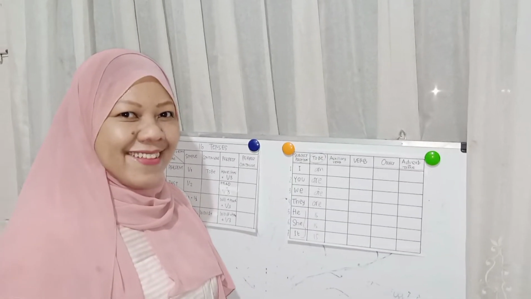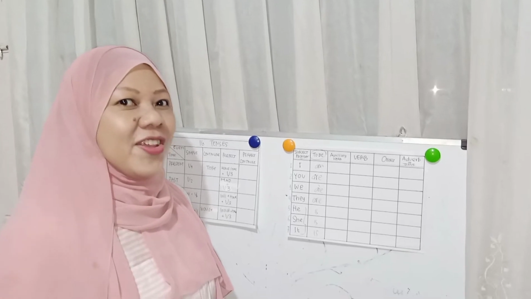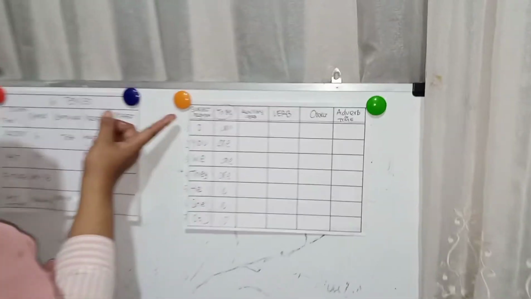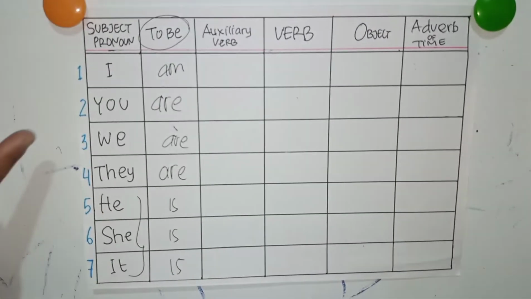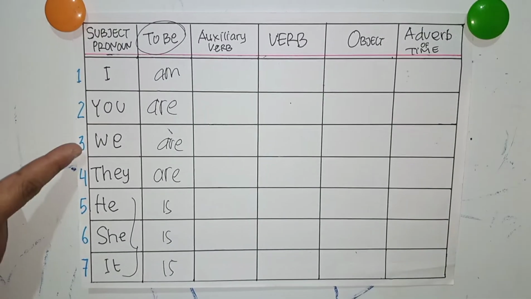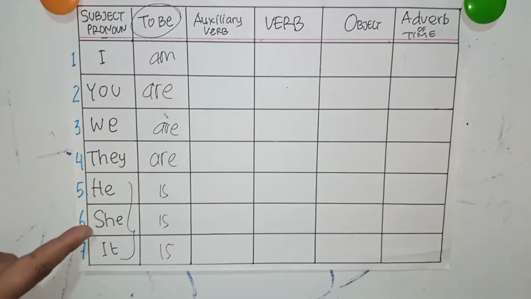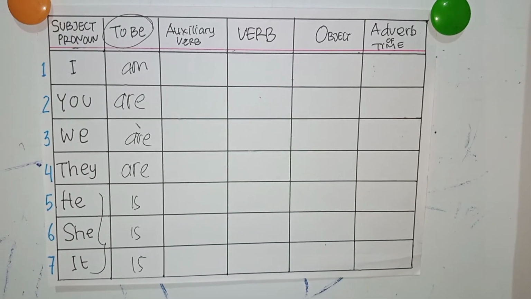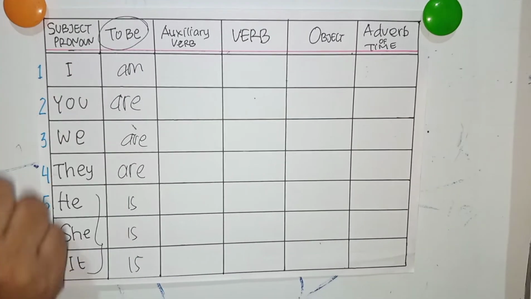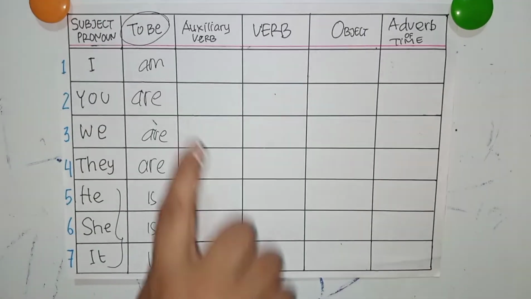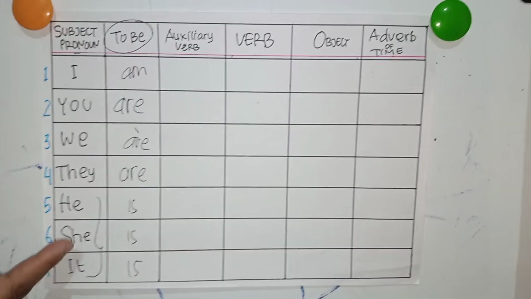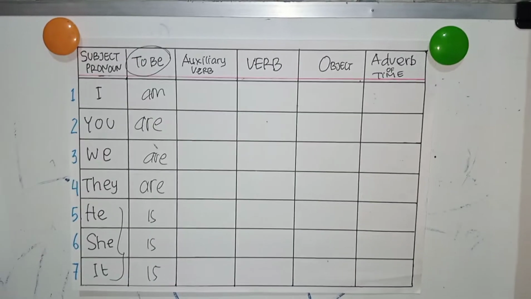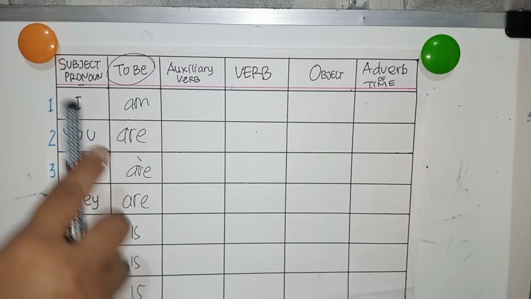Before we go into the tenses, there are several things that you need to understand first. There are 7 subject pronouns in English: I, you, we, they, he, she, it. And there are 2 be that can be used in the continuous form. I followed by am, you, we, they will be followed by are, and he, she, it using the is as the to be. And these 2 be are in the present form.